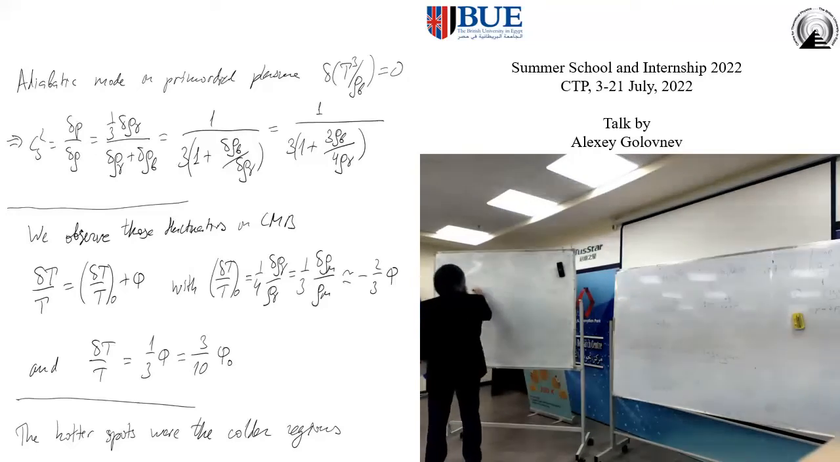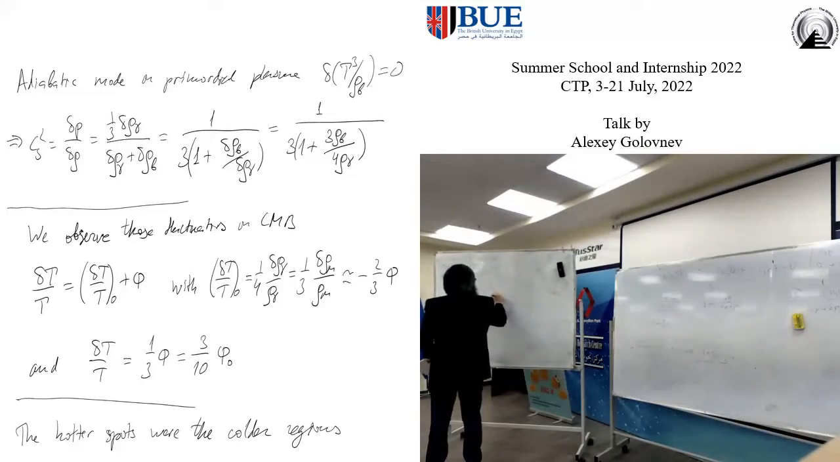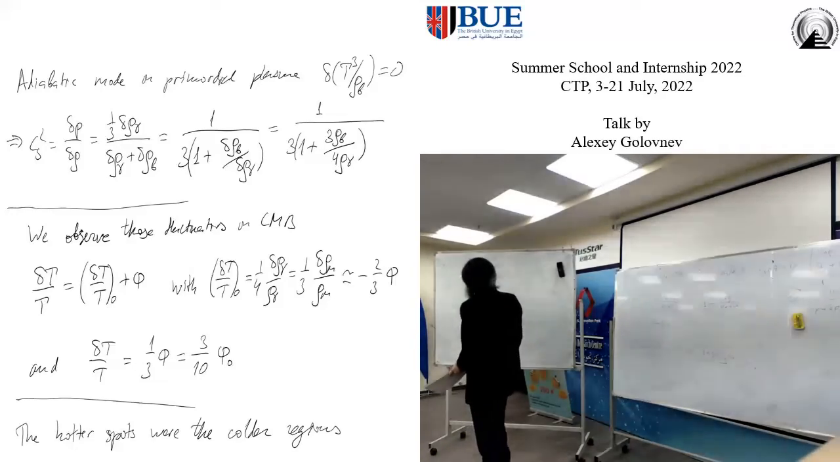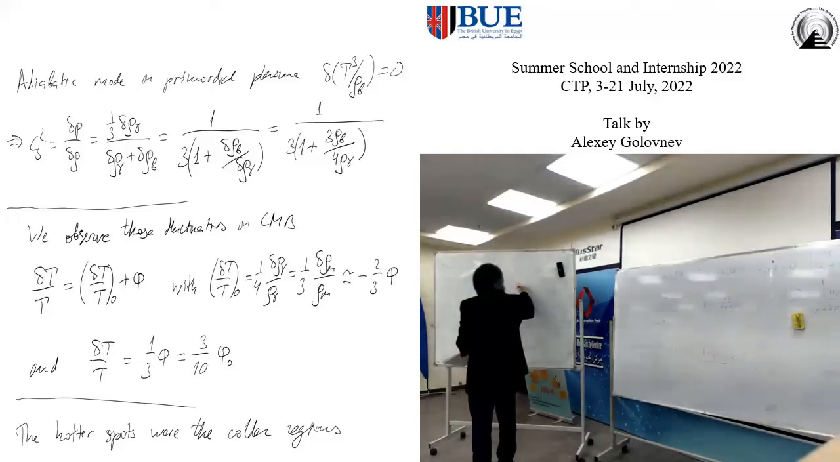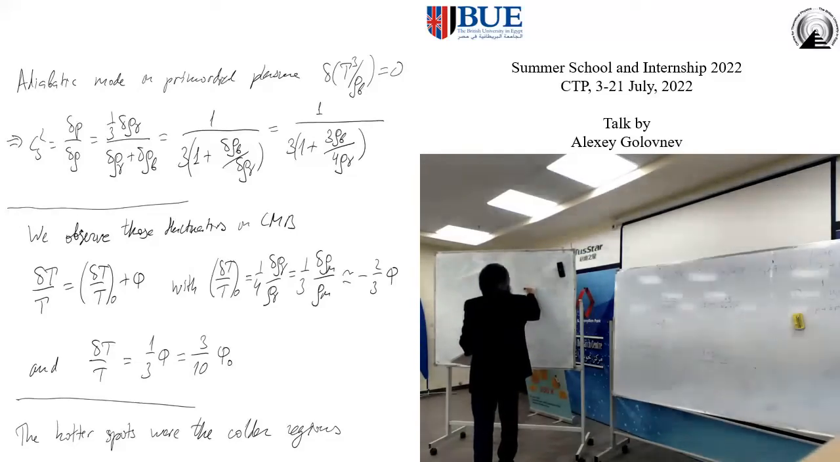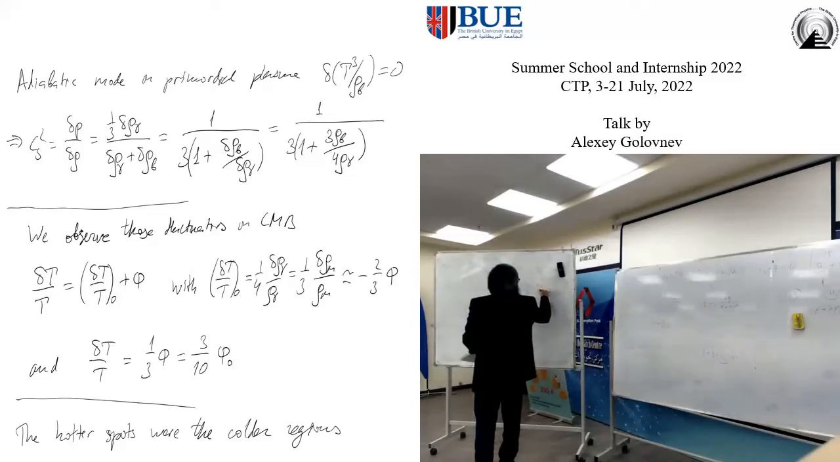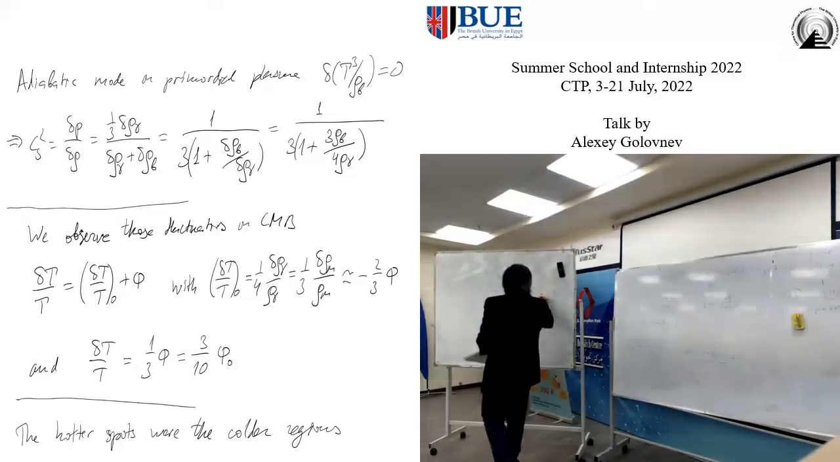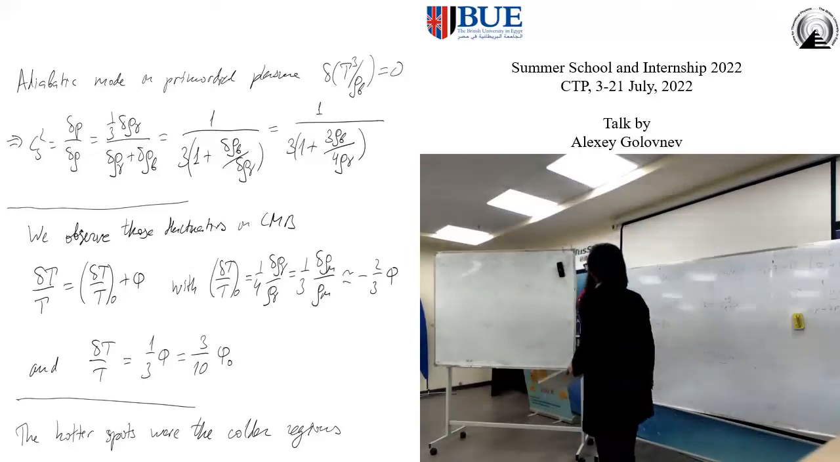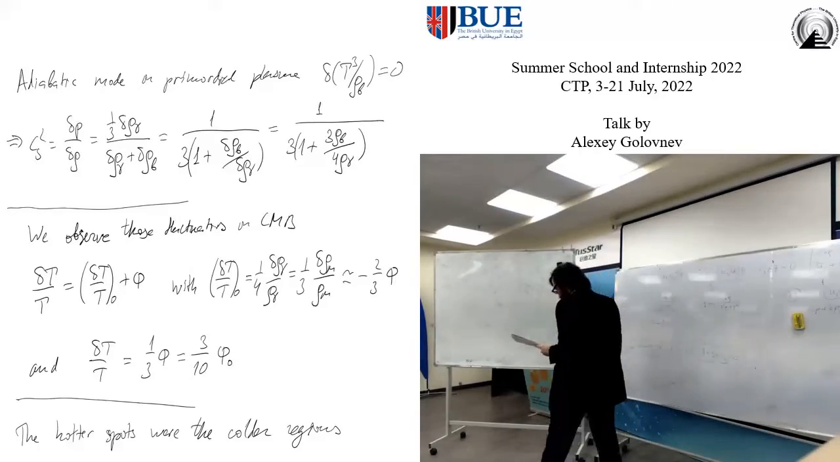My mode is adiabatic. Then it means that it's a variation of rho gamma to the power 3/4 over rho baryons. Which means finally that 3/4 delta rho gamma over rho gamma is delta rho baryon over rho baryon. That's the adiabatic perturbation there.